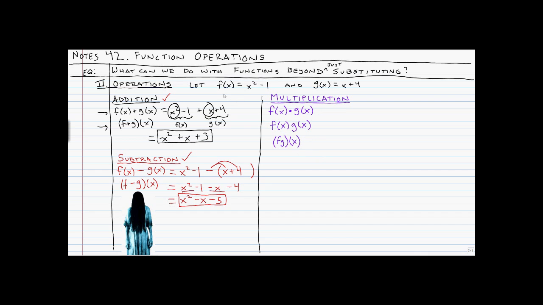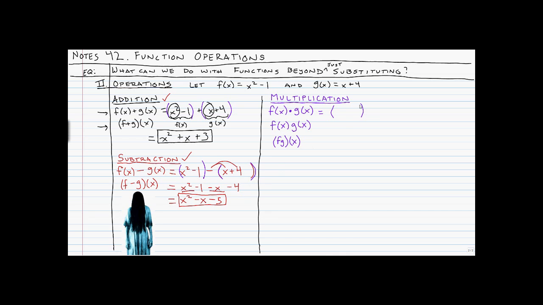So here, again, we're using our same two functions. x squared minus 1 is f of x, and g of x is x plus 4. And now we're going to multiply them. To do this, I am going to use actual parentheses every single time. Before, I was getting a little lazy about it. Technically I should have had them here, and then dissolved the parentheses.